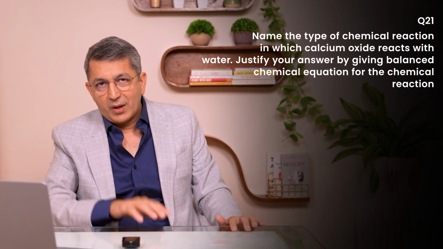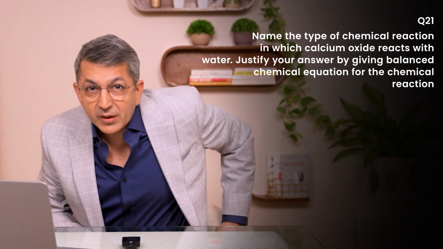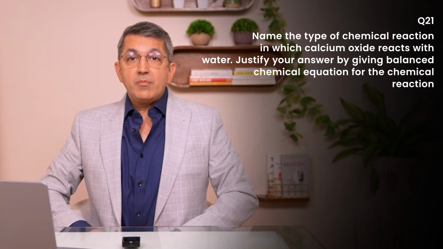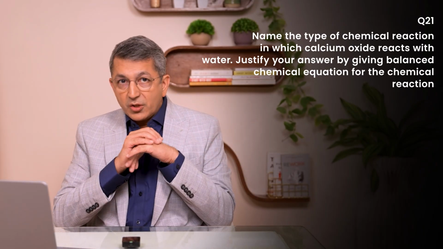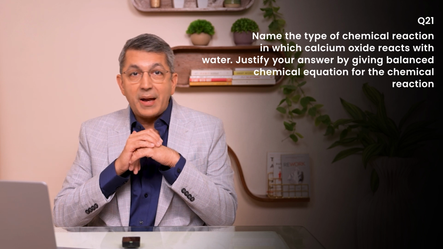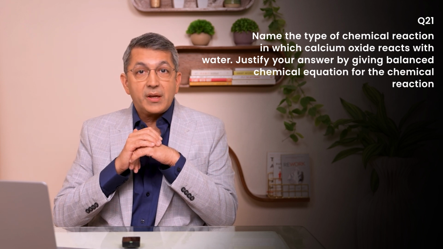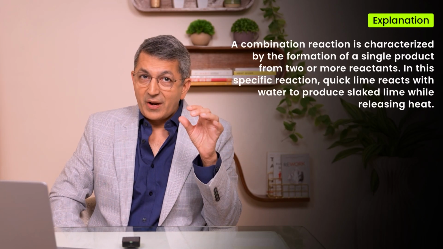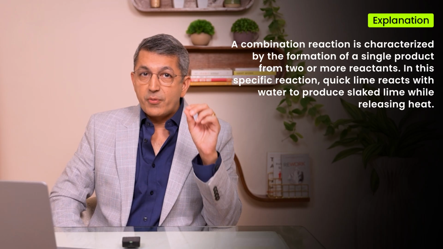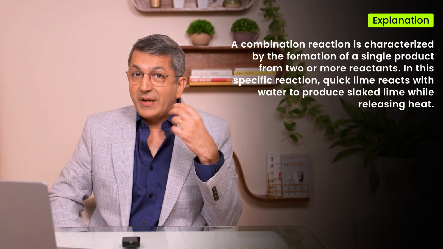Question 21. Name the type of chemical reaction in which calcium oxide reacts with water. Justify your answer by giving a balanced chemical equation for the chemical reaction. Concept: combination reactions. Explanation: a combination reaction is characterized by the formation of a single product from 2 or more reactants.